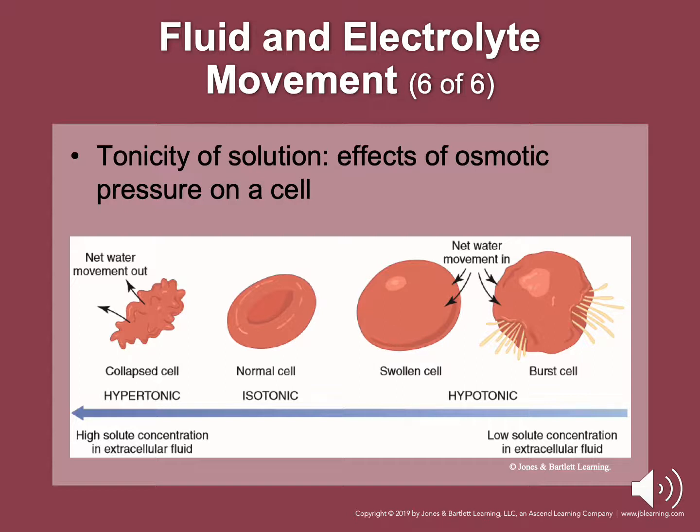Tonicity of the solution is the effect of the osmotic pressure on the cell. An isotonic solution has the same concentration of sodium as does the cell. Okay, they're equal. A hypertonic solution has a greater concentration of sodium than does the cell, so the water moves out. A hypotonic solution has a lower concentration of sodium than does the cell, so it swells up, and then the water makes it burst.